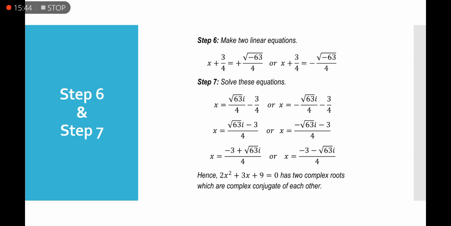By simplifying, we get x is equal to minus 3 plus square root of 63 iota whole divided by 4, or x is equal to minus 3 minus square root of 63 iota whole divided by 4. Hence, 2x square plus 3x plus 9 equals 0 has two complex roots, which are complex conjugate of each other.